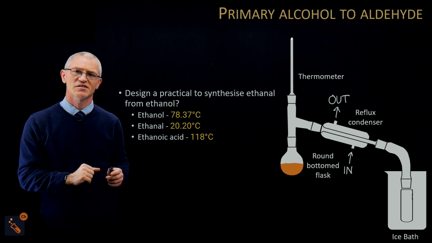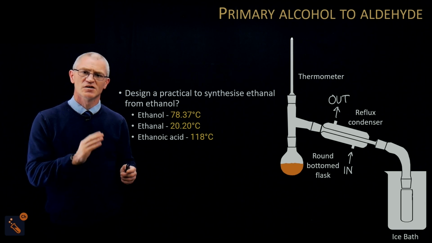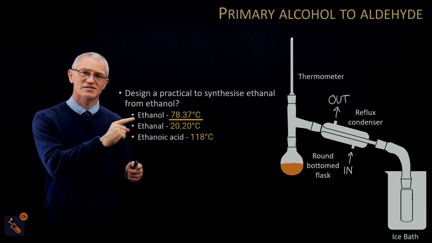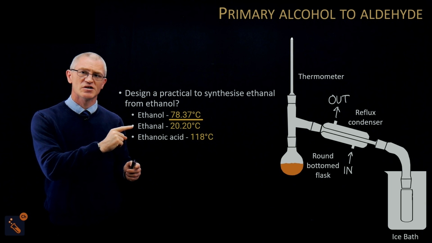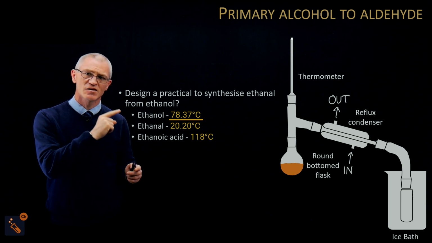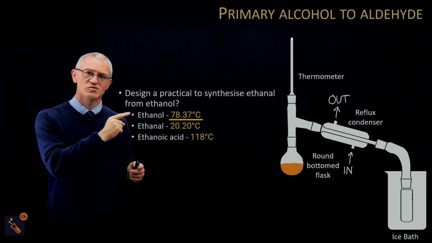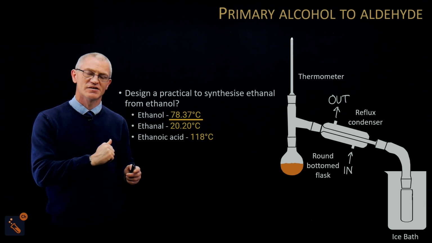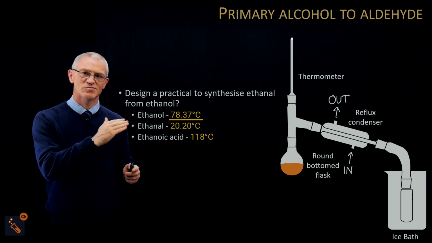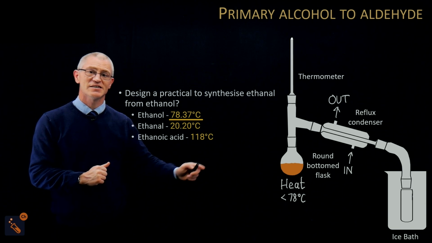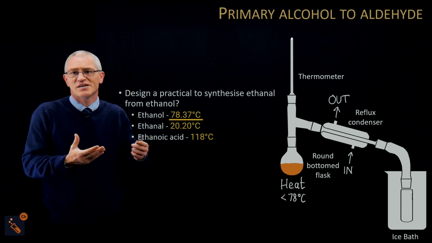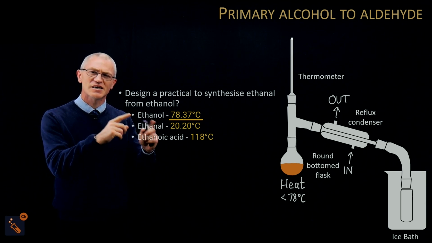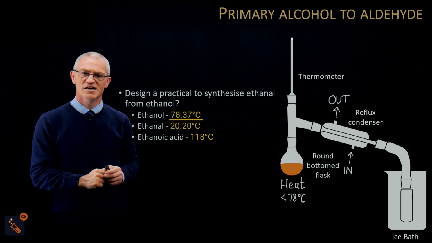Design a practical to synthesize ethanal from ethanol. So we know, and this is a really important thing, that the next highest boiling point is ethanol. So if we want to boil off the ethanal, we have to keep the temperature below the boiling point of ethanol. And in a sense, that will be lower than the ethanoic acid as well. So we have to keep that temperature lower. So that's why we heat it, as you can see here, less than 78 degrees. I'd pick a temperature if I were you. I'd pick something like 60, 70, something like that. Just something that is lower than the actual boiling point of the alcohol that is there.